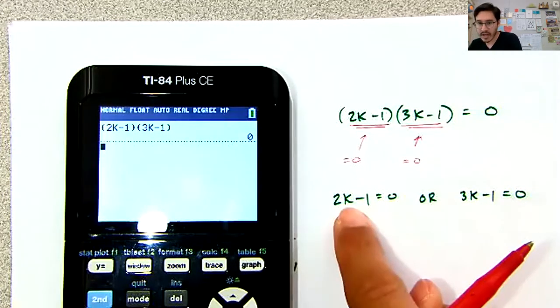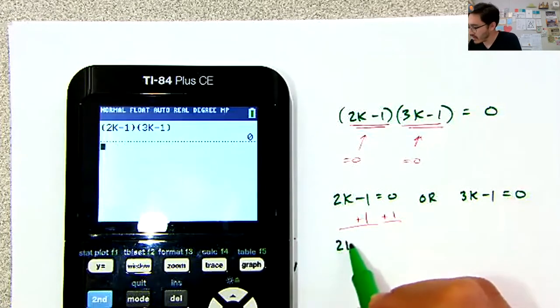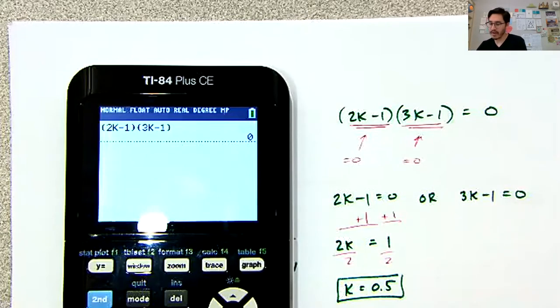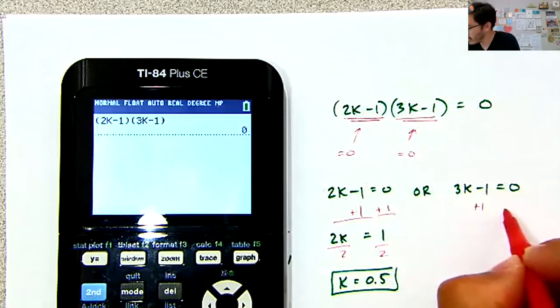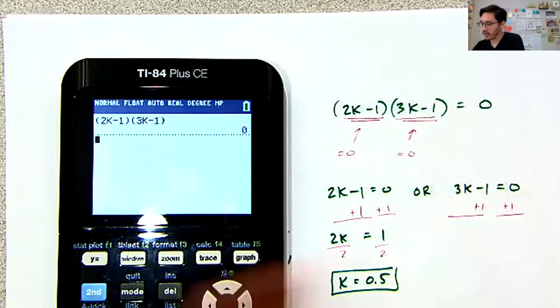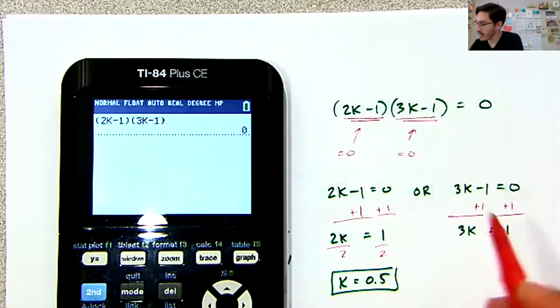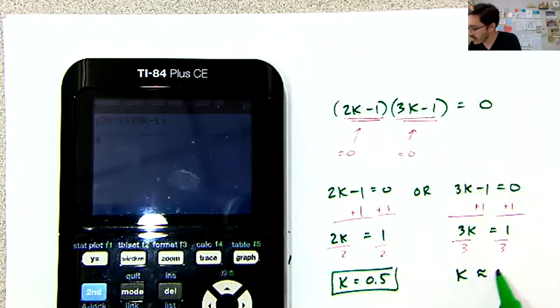Right, so to figure out what k is in this equation, we would add 1 to both sides, and get 2k equals 1. And then divide by 2, you get k equals 1/2, 0.5. Or to figure out what k is in the second equation, again, now we have just a linear equation. We add 1 to both sides. We get 3k equals 1. And then we're going to divide by 3. And we get k is approximately 0.3 repeating.